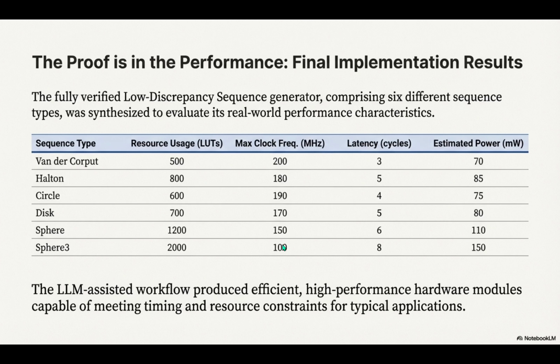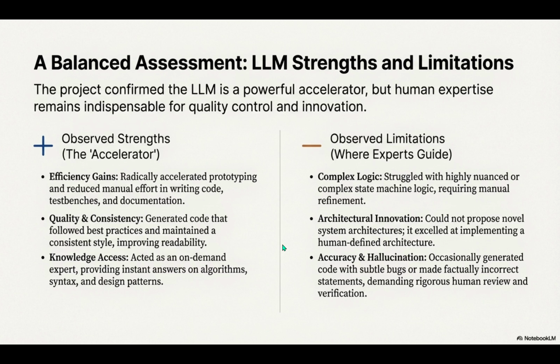And that's section 4, the balanced assessment. The LLM is a powerful accelerator, but the human expert is the ultimate firewall. So, where were the biggest, most undeniable strengths? Three main things stood out. First, efficiency gains, just radical acceleration in prototyping and a huge reduction in manual effort. Second, quality and consistency. The generated code followed best practices, which made it more readable and maintainable.